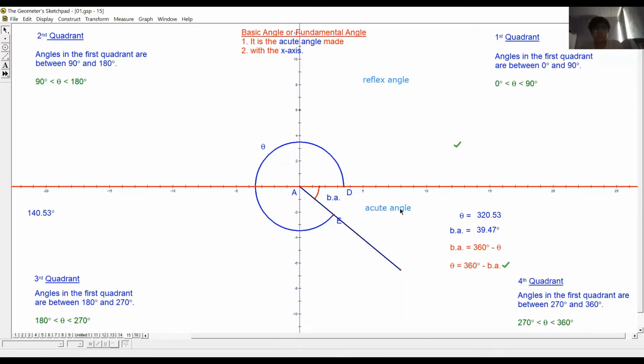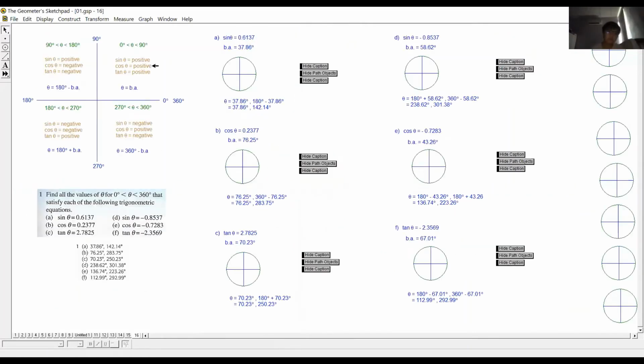So most of the time, the calculator doesn't know which quadrant your angle is in. When you press the calculator, it will supply you with the acute angle, or we call it the basic angle. So in order to get the original angle, you must perform certain mathematical operations. Then I have summarized all the things here. Now the summary is like this.